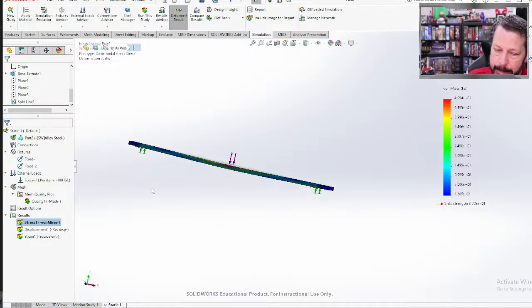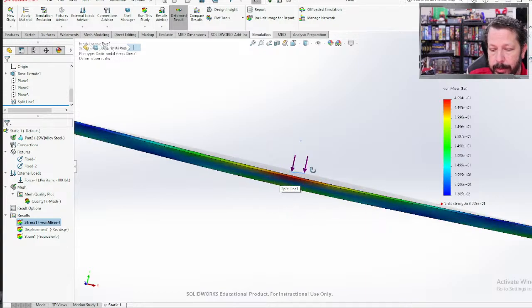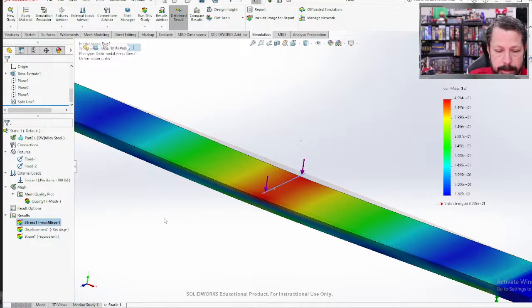So you have to be careful. So I think our way of creating the roller was actually working. I think it was working correctly. But we were still getting some really high compressive stresses on top of the beam here.